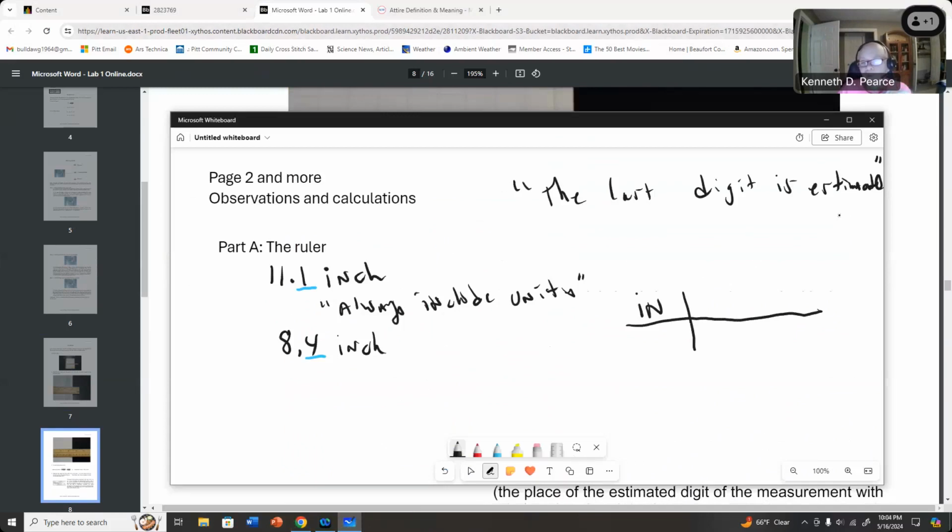An inch is, let's see, let me erase that. Here's the conversion. I'm just rewriting it up here. It's 2.54 centimeters to an inch. Okay, that's the conversion between the two.